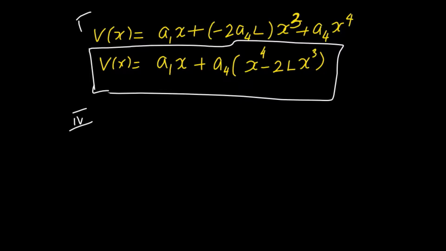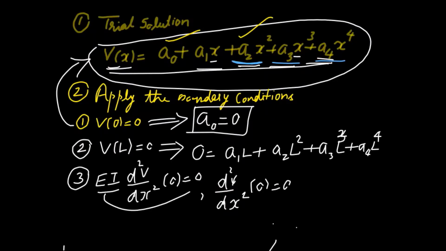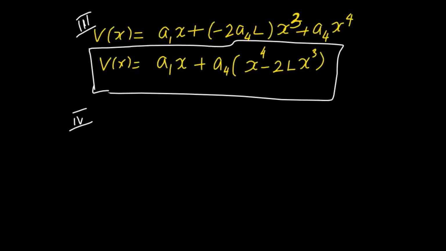Okay, in the next step, I think it is step number 4. This is step number 3. You see, step number 1 is to assume a trial solution. Step number 2, you apply the boundary conditions. And in step number 3, you modify the trial solution. And in step number 4, you are going to find the value of d raised to the power 4 v by dx raised to the power 4. You have to differentiate this equation 4 times. If you differentiate the first term 4 times, obviously you are going to get 0.